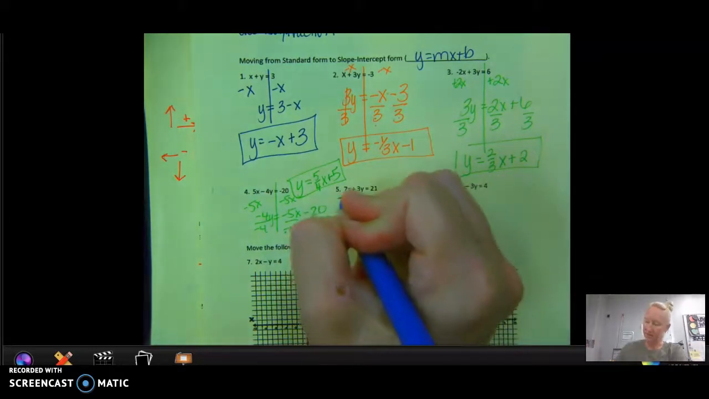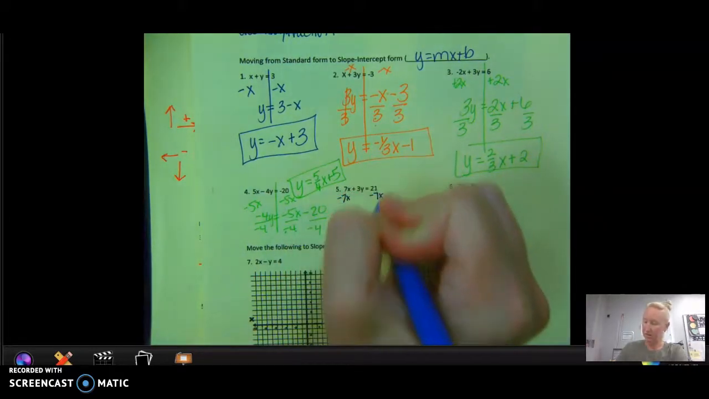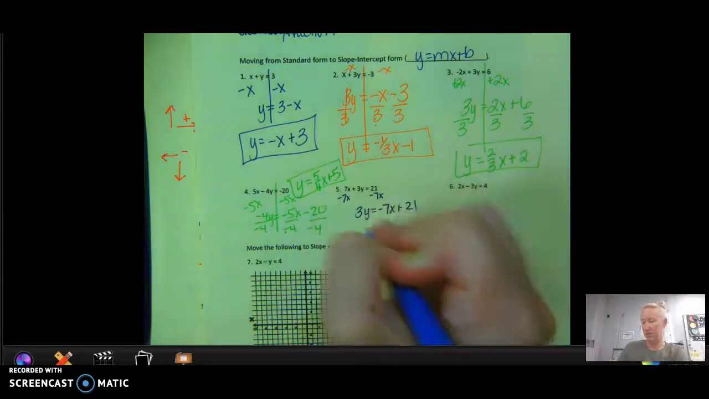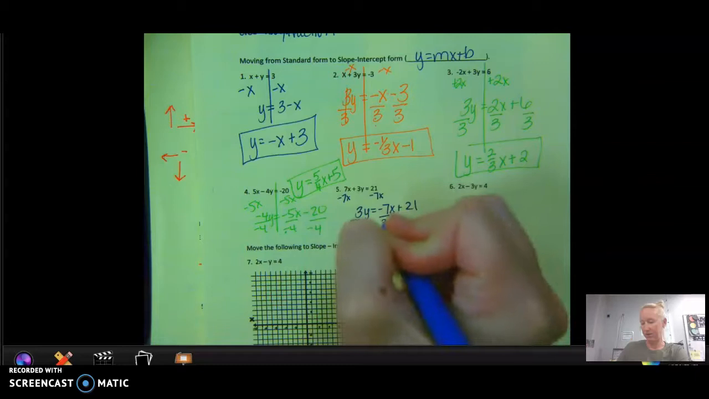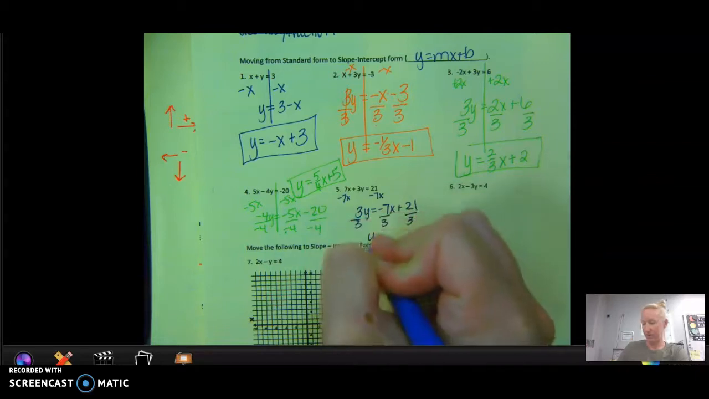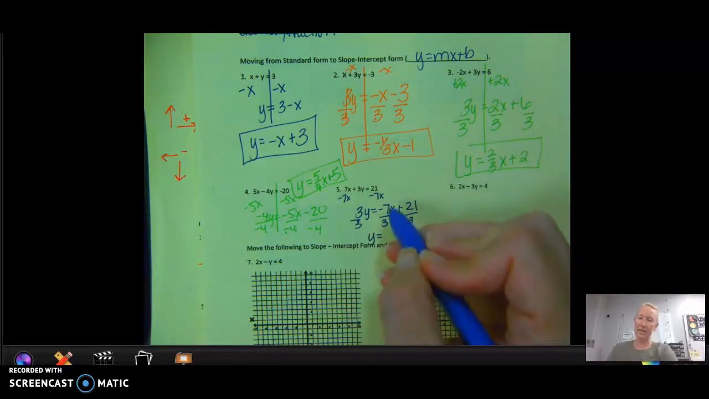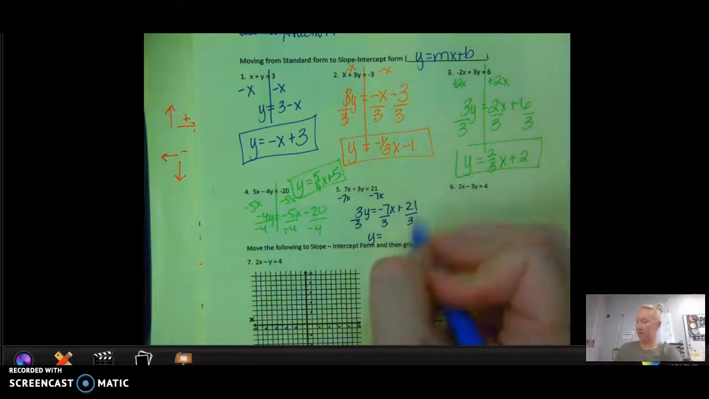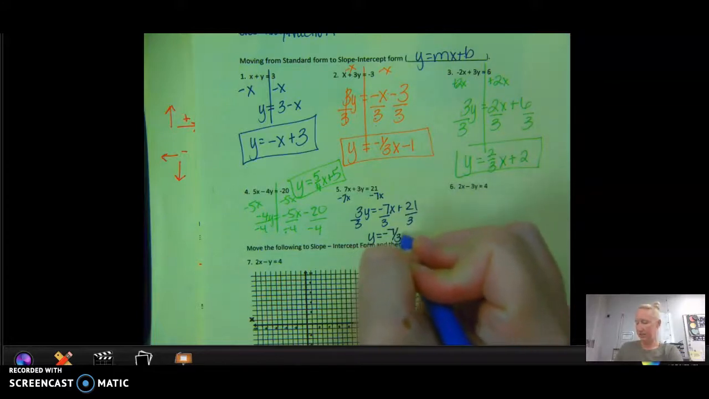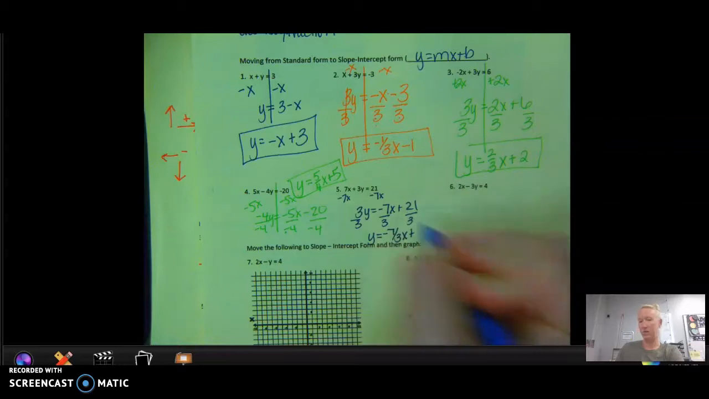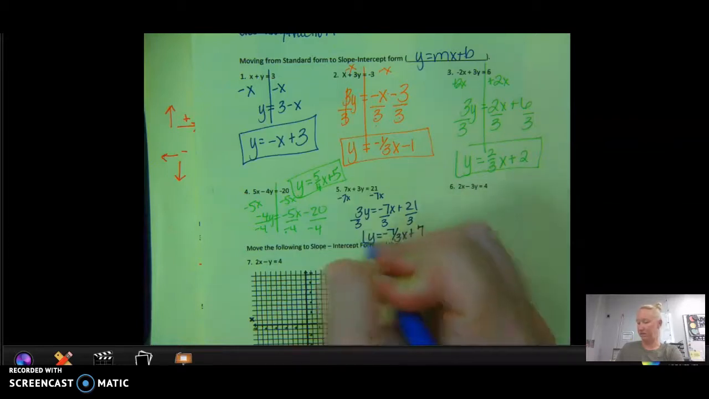Here, I'm going to subtract 7x from both sides to start with. So 3y equals negative 7x plus 21. I'm going to divide by 3 everywhere. I get y equals, 3 does not go into negative 7 a whole number of times, so it stays as a fraction. Negative 7/3 x, and then plus 21 divided by 3 is 7.